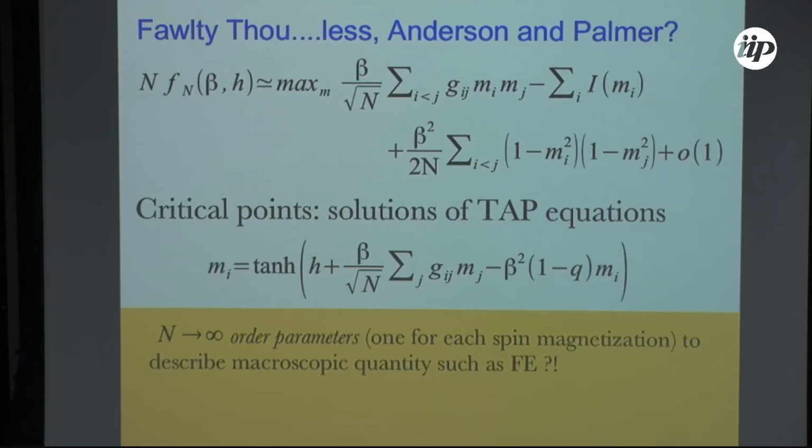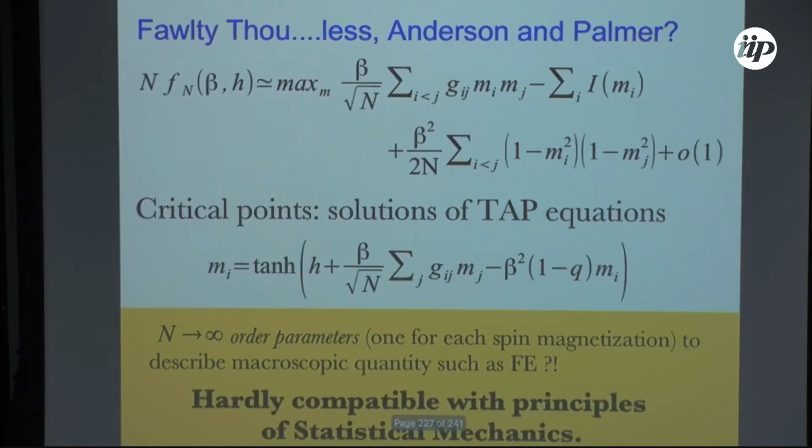But here's an observation. If we think about what's going on here, we are introducing n order parameters, one for each and every spin magnetization, because it's natural to expect they will be different. So we're introducing n order parameters to describe a macroscopic quantity such as the free energy. And we know that the free energy is self-averaging in the limit. So this microstructure should be irrelevant. And the fact that we're introducing n order parameters while the volume goes to infinity means we are introducing infinitely many order parameters. But this is hardly compatible with the principle of statistical mechanics. Boltzmann taught us that macroscopic phenomena emerge which are driven by few parameters. If you need infinitely many parameters, I'm not so sure what the value of statistical mechanics is in this case. But it's even worse.